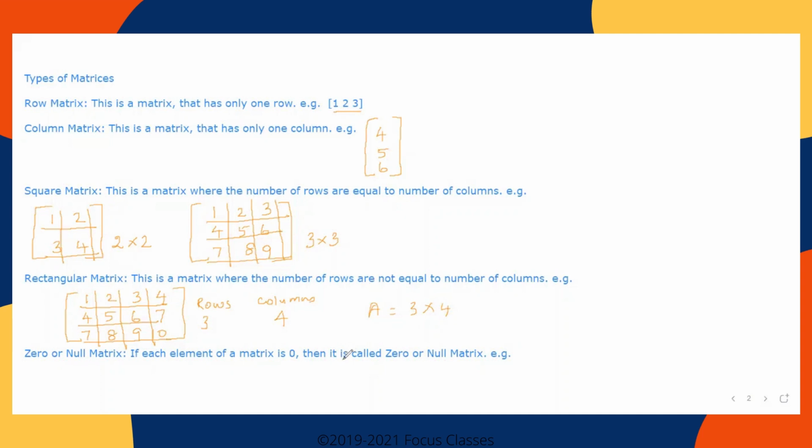Next one, zero or null matrix. If each element of a matrix is 0, then it is called a zero or null matrix. Each element is 0, 0, 0, 0, 0, 0, 0, 0. Okay, so this is nothing but a null matrix or zero matrix.